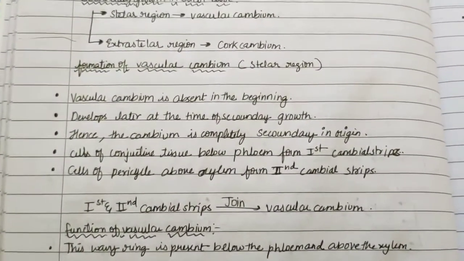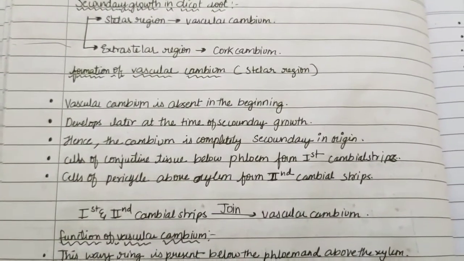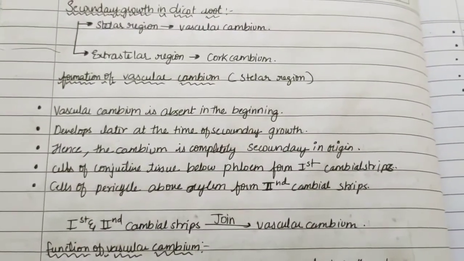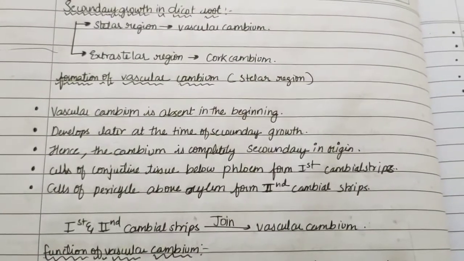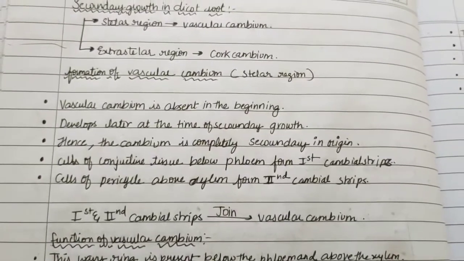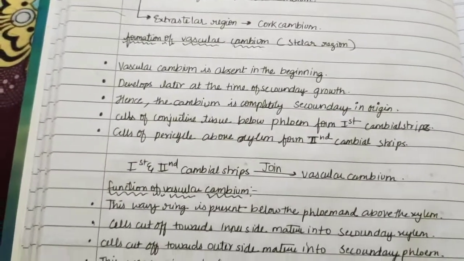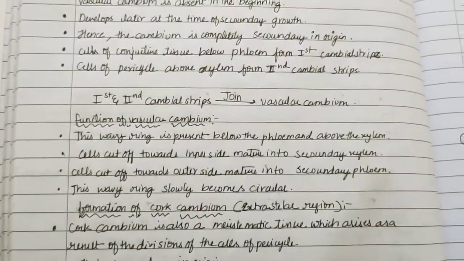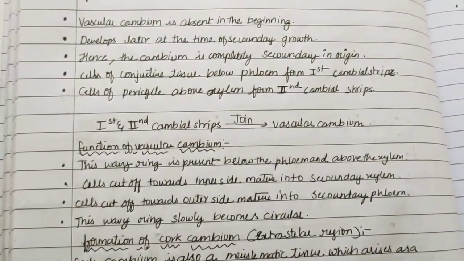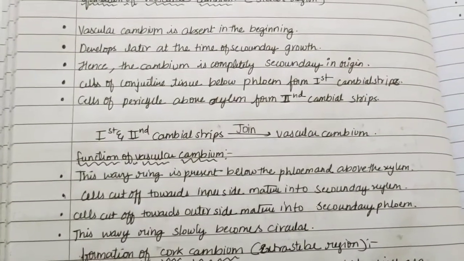Let us discuss secondary growth in dicot root. Here we have two regions: stellar region, vascular cambium, whereas extrastelar region, cork cambium. First, let us discuss the formation of vascular cambium, that is the stellar region. The vascular cambium is absent in the beginning and develops later at the time of secondary growth, and hence the cambium is completely secondary in origin. Cells of conjunctive tissue below the phloem form the first cambial strips, whereas cells of the pericycle above the xylem form the second cambial strips. Then the first and second cambial strips join together to form the vascular cambium.